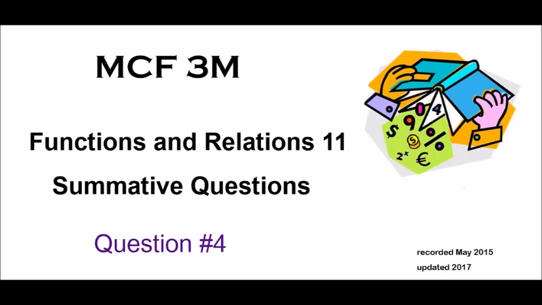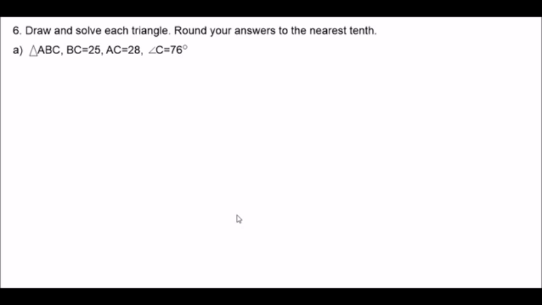This video is for grade 11 students in Functions and Relations. It's question number 4 from the year-end summative. It says draw and solve each triangle. Round your answers to the nearest tenth. So there's a part A and a part B. So let's look at part A to begin with.